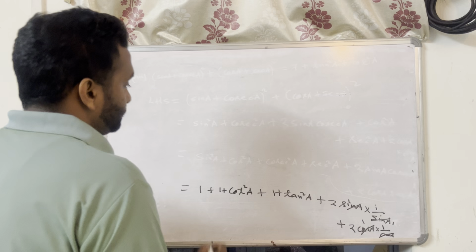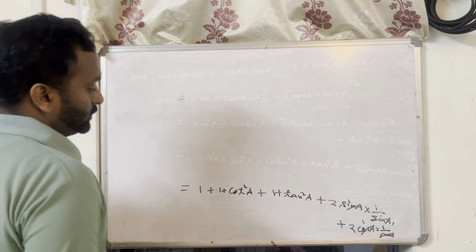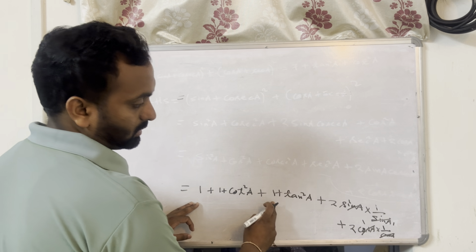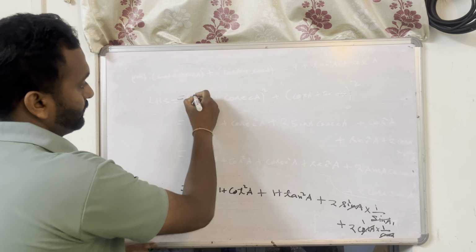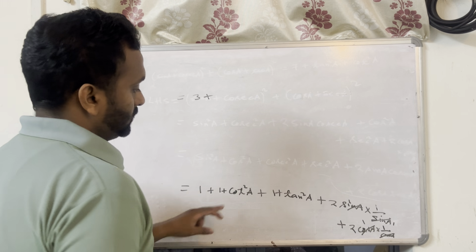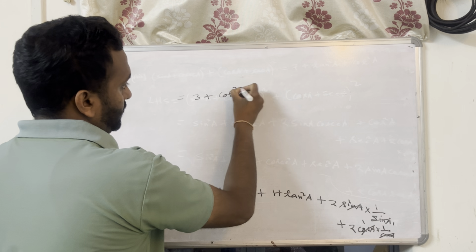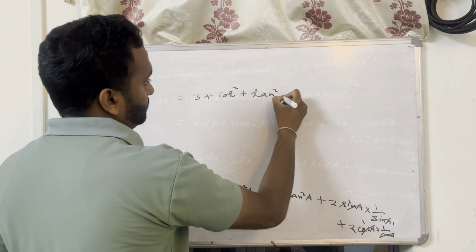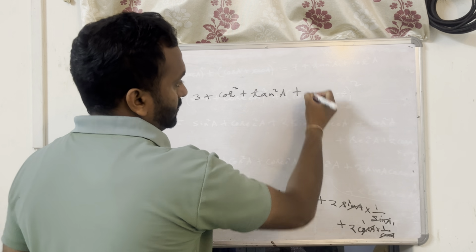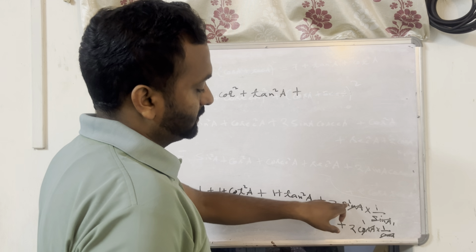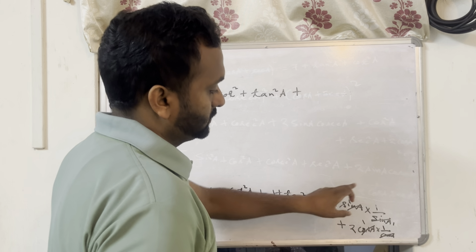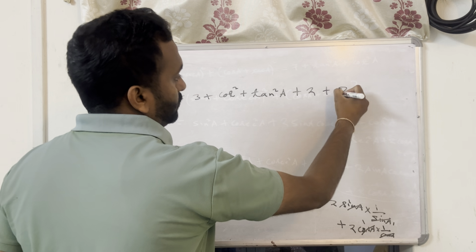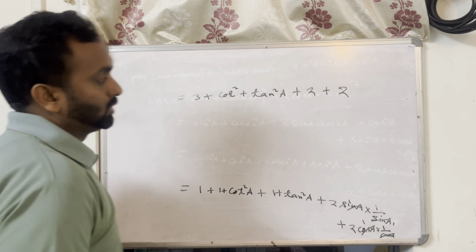So look carefully, further solving it. Here we are getting 1 plus 1 plus 1, how much is that? 3 plus cot square A plus tan square A plus, see, sin A got cancelled with sin A, yes or no? So we are left with how much? 2 ones are 2, yes or no? And here also we are left with 2, since cot got cancelled with cos, yes or no?